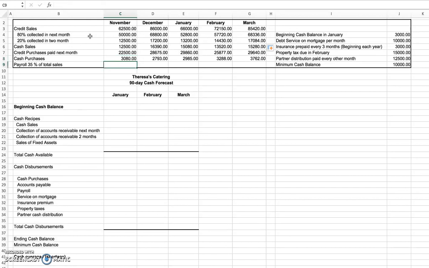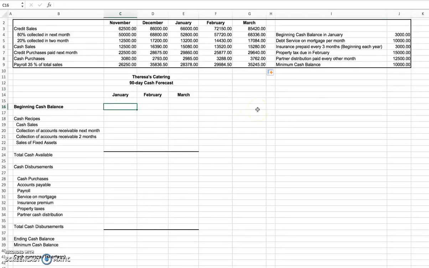And then we have our payroll. Payroll in this case is 35% of total sales. Our total sales are simply our credit sales, actually, I should use this number, plus our cash sales. So that's our credit and our cash sales, and we're going to calculate 35% of those sales. That's our estimated amount of payroll we're going to have to pay out, so this is what we're going to pay out every month. We also have some more information here that we'll be using as we complete our 90-day cash flow forecast. But we can begin now.